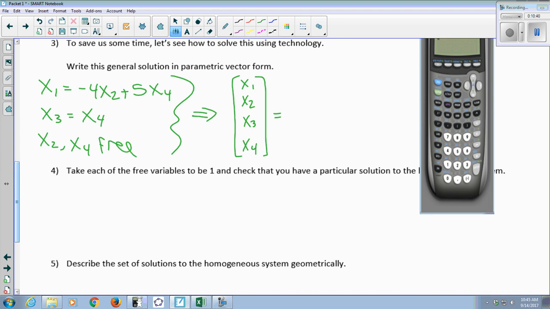So you're going to set up a vector for each of your free variables. Those two free variables, or however many you have, become weights. And then you fill in what has to go in the vectors in order to have the solution come out. So x1 should be something x2 plus something x4, right? So you go look at your solution. x1 is -4x2 plus 5x4. So you put a -4 here and a 5 here.